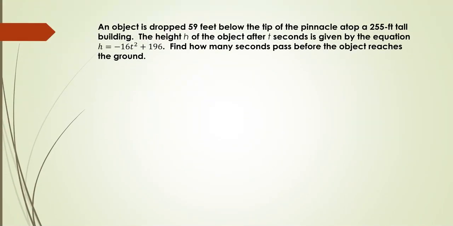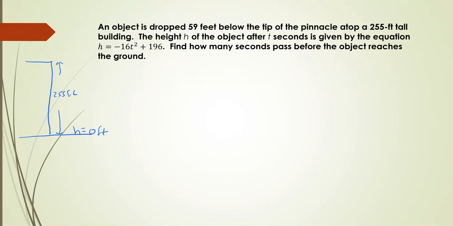In this one, an object is dropped 59 feet below the tip of a pinnacle atop a 255-foot tall building. The height h of the object is given by that equation. Find how many seconds pass before the object reaches the ground. So in this case, we have our building, which happens to be 255 feet. That's how tall it is. And again, they're asking about, when does the object hit the ground? That's the h is 0 feet.